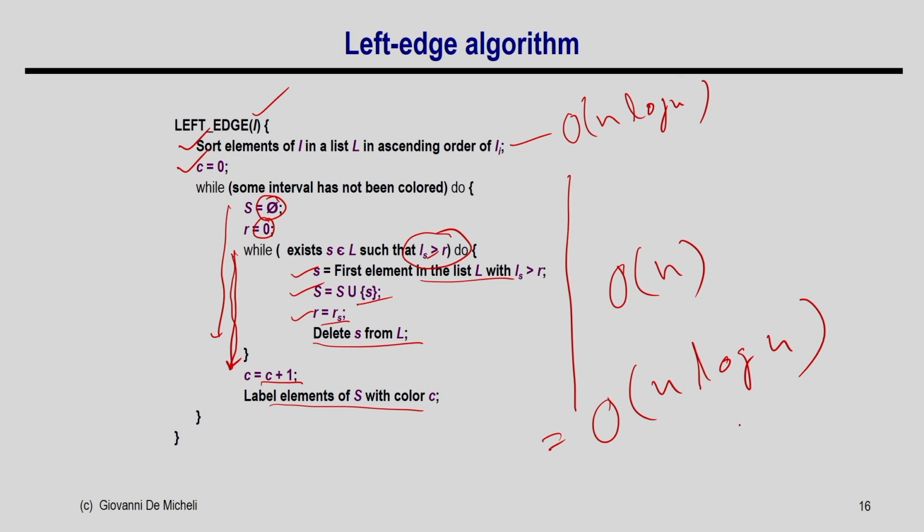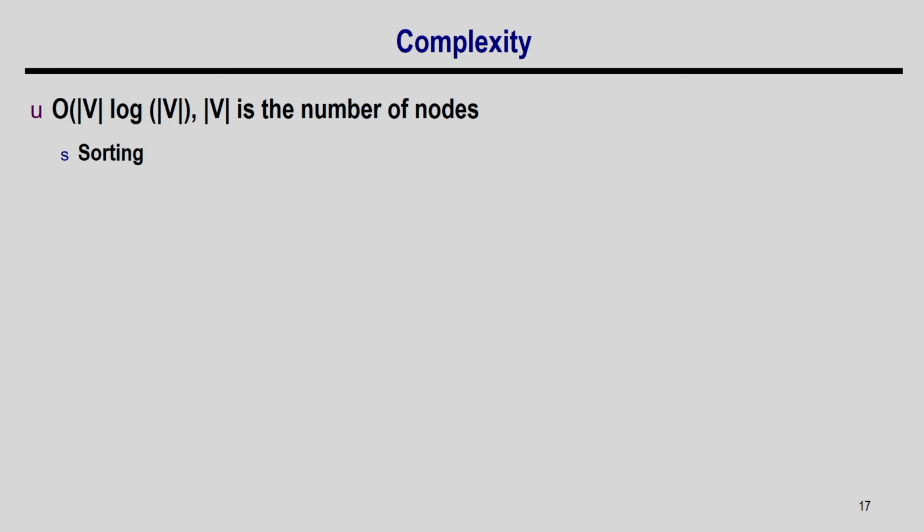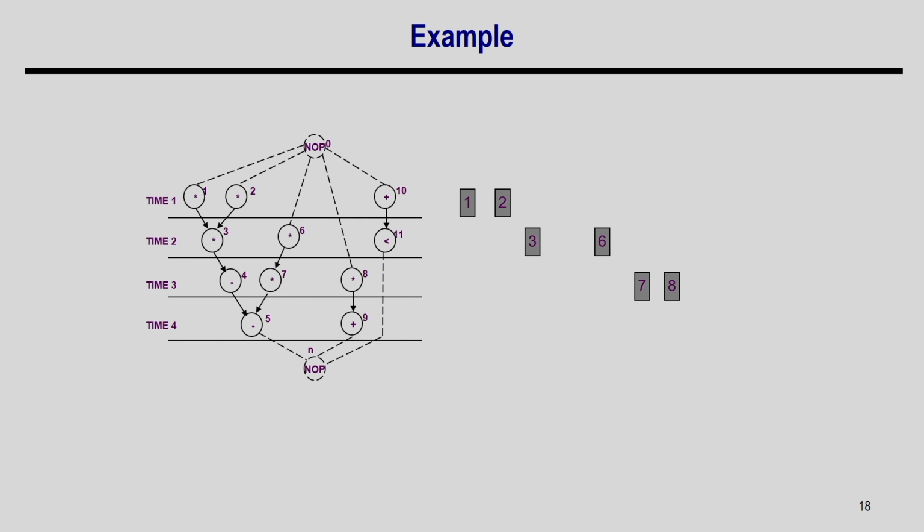Here I am assuming n is the number of nodes in the conflict graph, or the number of intervals available to me. So that is why the complexity is n log n, and it is specifically because of the sorting of the intervals. Okay.